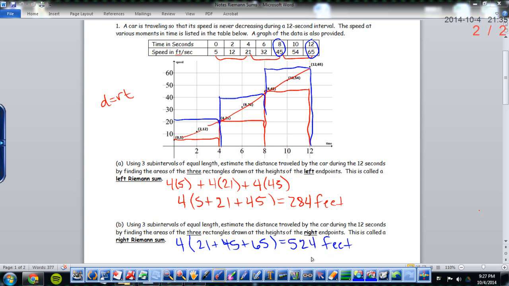And this is obviously an overestimate because the areas of these rectangles include more area than just the area between the curve that connects the data points and the x-axis.